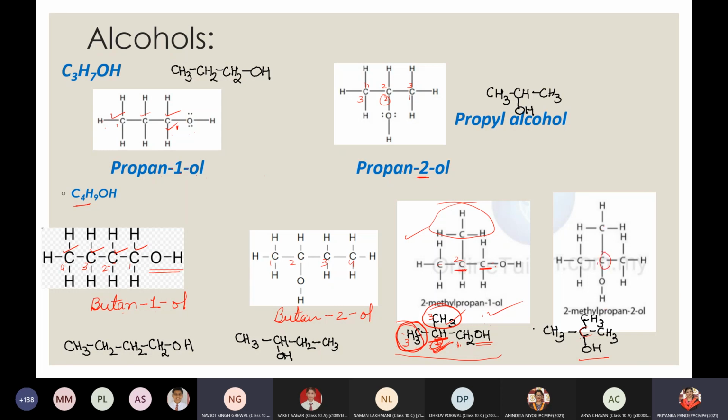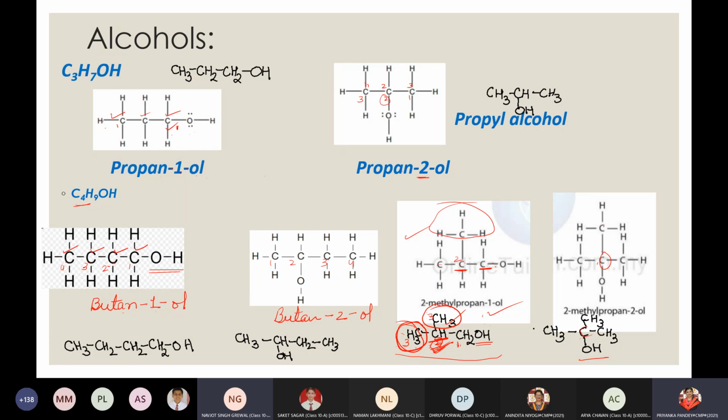So it will be 2-ol. Specifying the position of the functional group is very, very essential. Now, when we talk about alcohols, we have finished the nomenclature of the first five compounds that are there in your portion. If anyone has to ask anything, you can ask me.